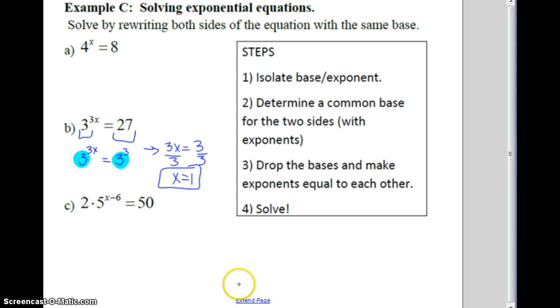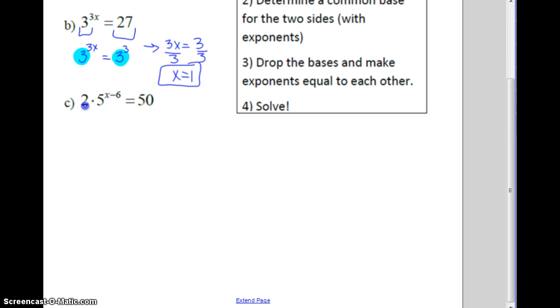Letter C is just a slightly different problem here, but we're going to still use the steps that I have listed on the right-hand side. In this case, I don't want to get a common base yet because I have this additional number out front. Let's go ahead and divide both sides by the 2 to eliminate that. This now gives me 5 to the x minus 6 equals 25.